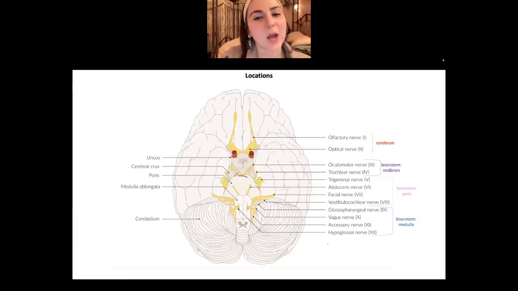And then roughly, remember the big bulge is the pons, so you know there are 4 nerves that are going to be around the pons. It's going to be 5, 6, 7, and 8. So if you had to guess, you can pick one based on what brainstem structure it's near.